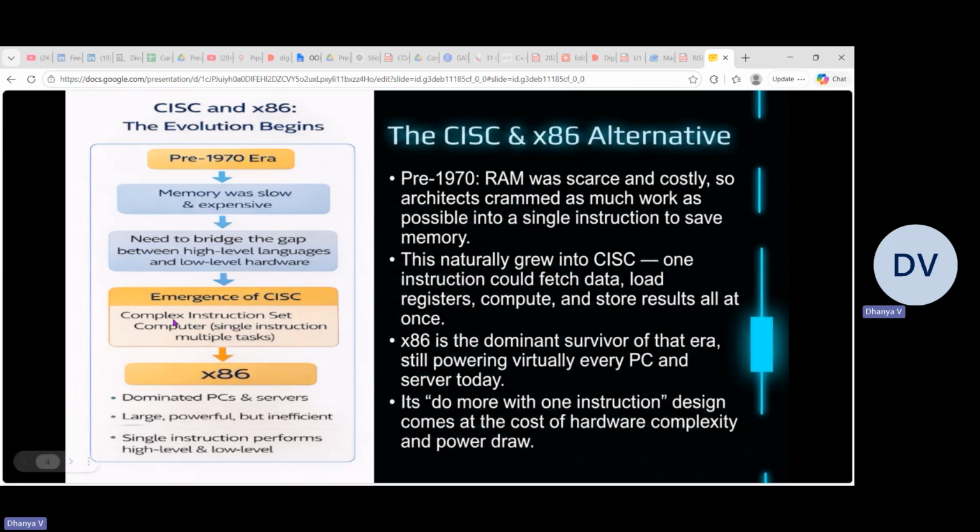So that's why we came up with CISC. x86 is a dominant survivor used in PCs and servers: large, powerful, but inefficient. Why it became inefficient is something we'll look into soon. A single instruction performs high-level and low-level processes.